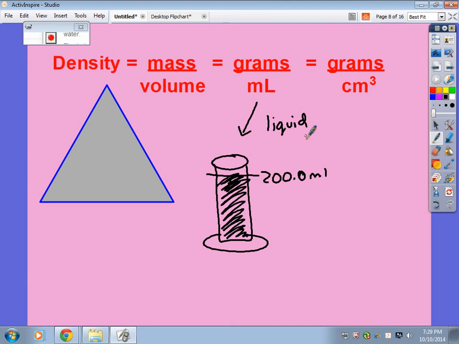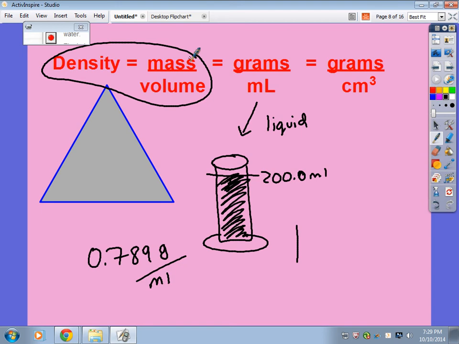So we know that we have 0.789 grams per every milliliter. So every single milliliter in here weighs, has a mass of 0.789 grams. Now, what am I going to do? You can use your DMV triangle. I'm going to go ahead and plug it into this formula right here. So I know density, don't I? I know it's 0.789 grams per milliliter. And I know the volume, and the volume is 200 milliliters. And I don't know mass. I'm solving for X. This up here is my X.